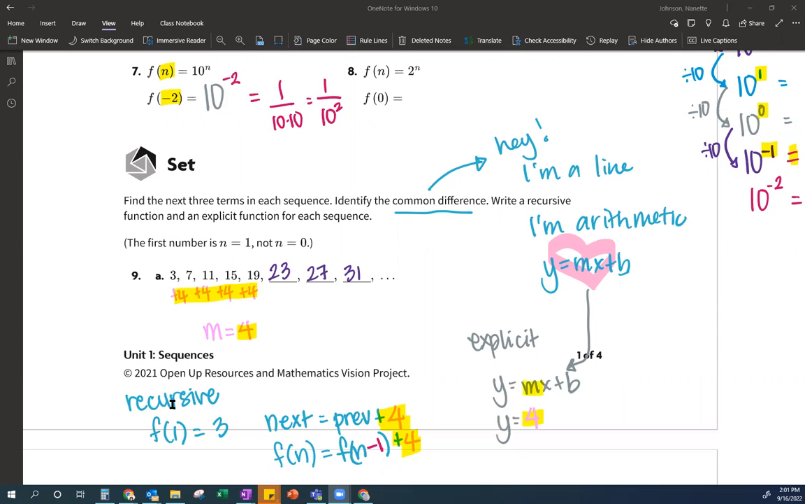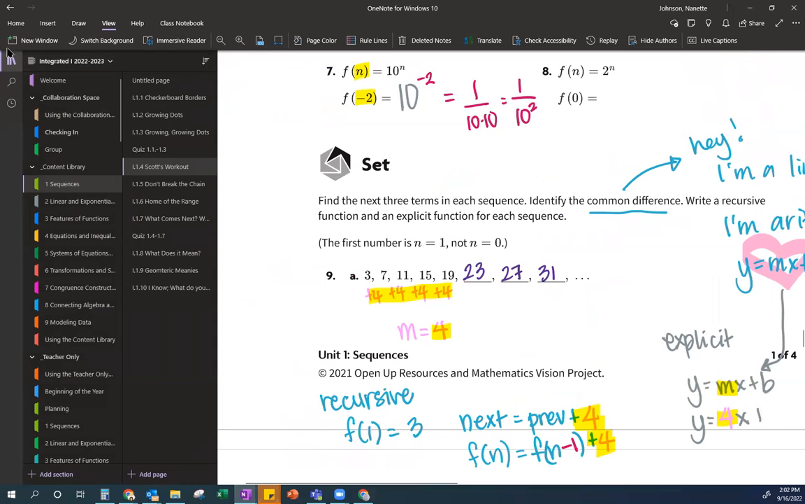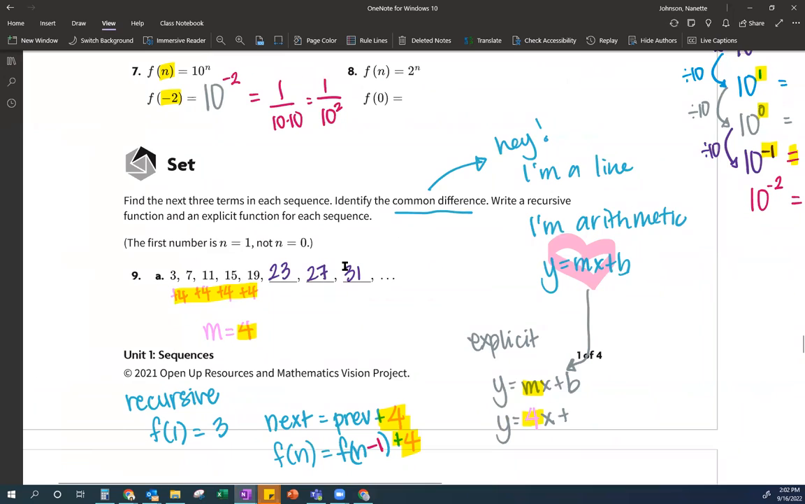Now B, I've told you before, B, this guy here, is your y-intercept. He's when x is equal to 0, right? B is your y-intercept when x is equal to 0. Sorry, this is going to catch up. It's not catching up. Come on, computer, you can do it. I believe in you. There it goes.